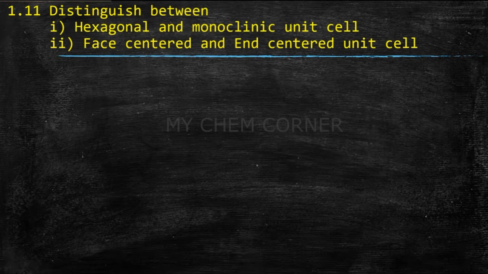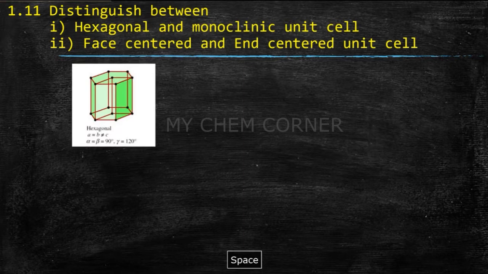So the next question is 1.11. It says distinguish between hexagonal and monoclinic unit cell, and the second question is face-centered and end-centered unit cell. In this, we will look at the diagram of each of these to understand what it is. So the first question is distinguish between hexagonal and monoclinic. This is a diagram of a hexagonal. You can see that there are different edge lengths and there are different angles also. So let's look into it in detail.